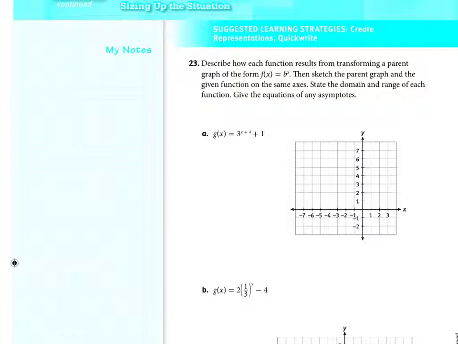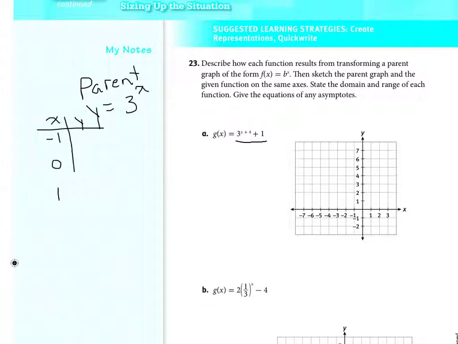So on this next problem, we have g of x equals 3 to the x plus 4, plus 1. So what would be the parent graph of that? The parent graph would be y equals 3 to the x. And let's sketch that parent graph on our paper. 3 to the -1 is going to be 1/3. 3 to the 0 is 1. 3 to the first power is 3.